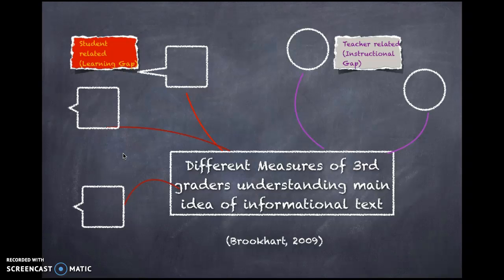So in looking at artifacts, we decided to take the different measures of 3rd graders' understanding of main idea of informational text according to Brookhart 2009. So we're going to look at student-related learning gaps and teacher-related instructional gap artifacts. And I'll get more into that in a little bit.